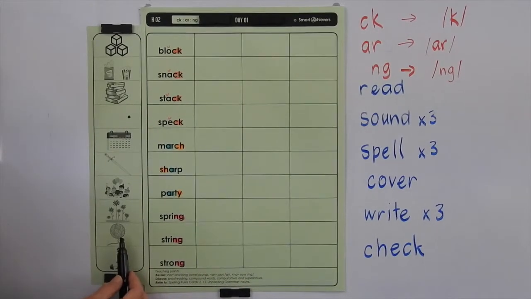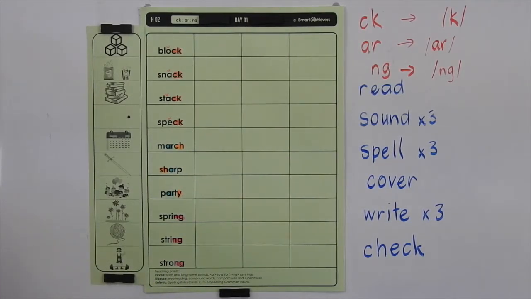String is something that we can tie things up with. So you might have a ball of string at home that you use for different odd jobs. Strong means that you've got a lot of muscles and that you can do very tough things, or if you're very strong you might be able to swim really well or run for a long way.